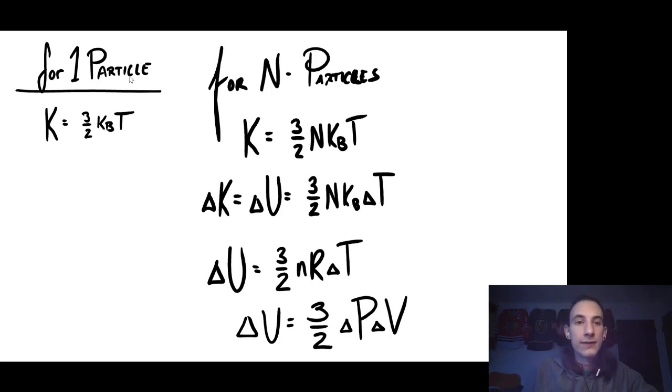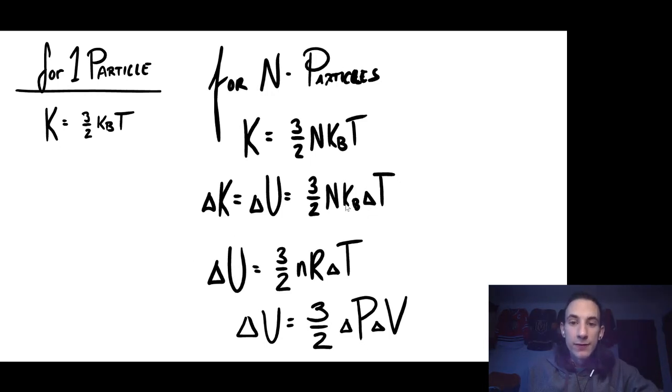We have this equation for one particle. For the kinetic energy of one of these particles, K is equal to 3/2 times k_B, the Boltzmann constant, times the temperature. For N particles, where N is just an amount of particles, the kinetic energy of those N particles is equal to 3/2 times N times the Boltzmann constant times temperature. If we change our kinetic energy, that results directly in a change in internal energy, and the way to do that is to change our temperature. So I just added a delta in there.